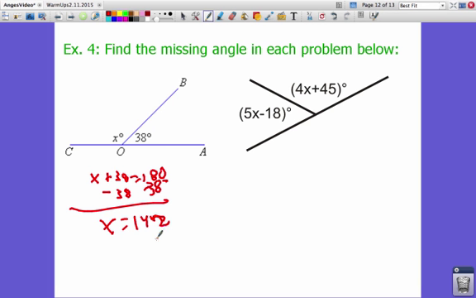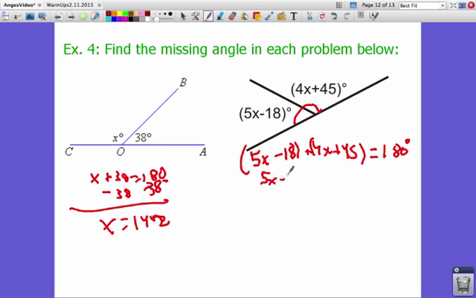Let's do a similar thing over here. These two angles are supplementary, so I'm going to add them together: 5x minus 18 plus 4x plus 45, and set that equal to 180 degrees. I can get rid of these parentheses, they don't really mean anything. 5x minus 18 plus 4x plus 45 equals 180.